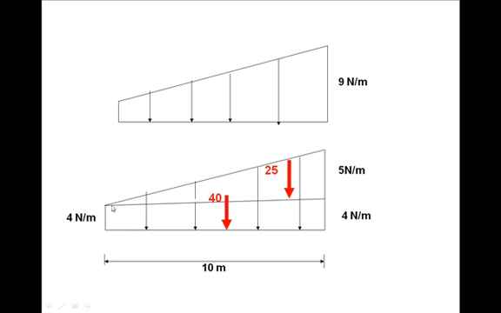a triangle of one side 5 and the base 10, so the total load is 50 by 2, 25. So you can replace this trapezoidal load by these two loads, 40 acting at center of the rectangle and 25 acting at the center of this triangle, and these two together can replace this trapezoidal type of load.